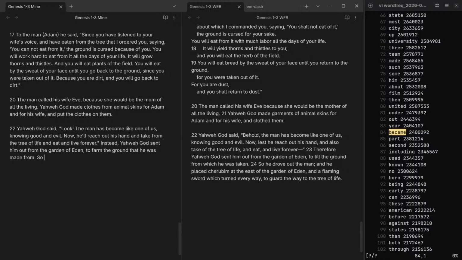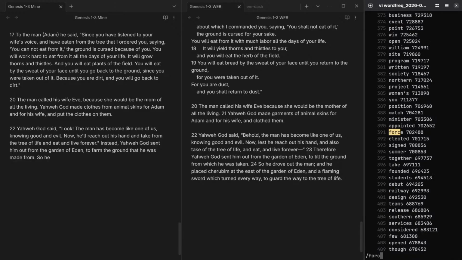So he drove out the man. Pushed? Do I want to say forced? Okay. That's actually a pretty common one in Wikipedia, anyway. I'll say forced. I could say he made him leave. Made him leave. So he made him leave. So he made the man leave.